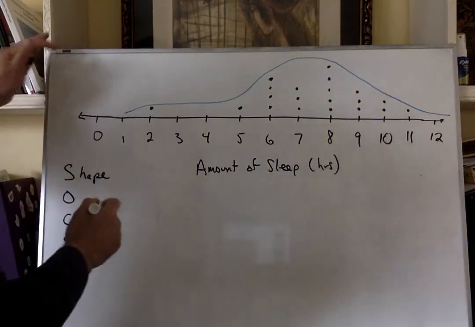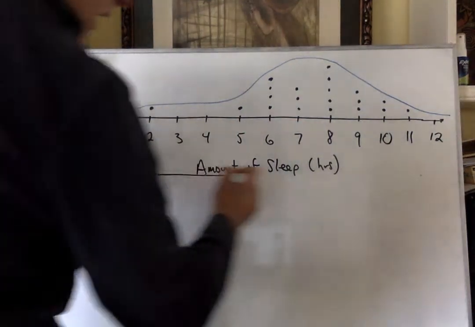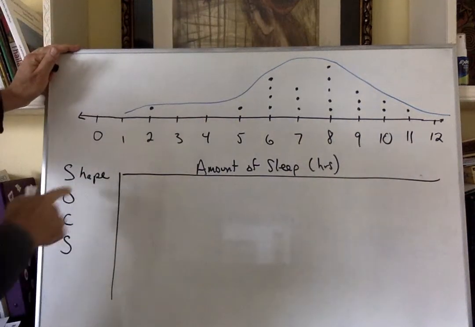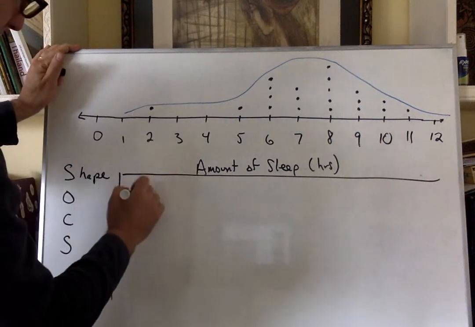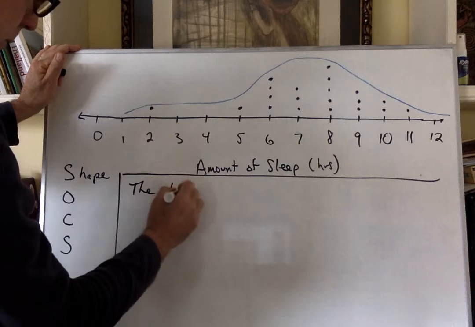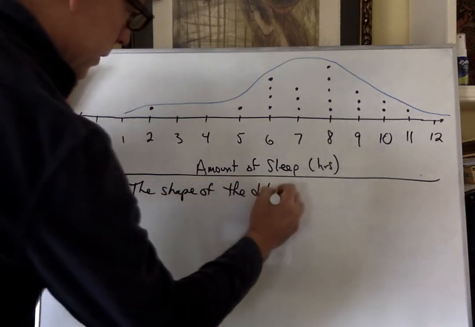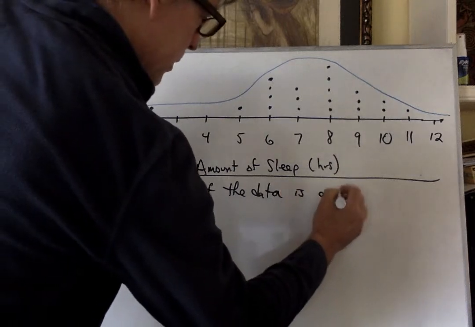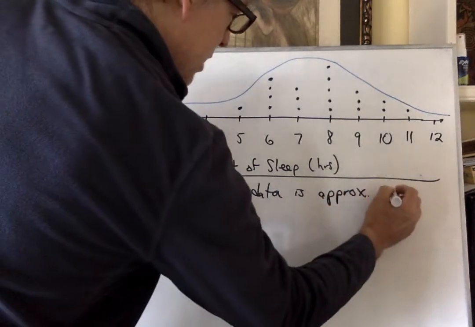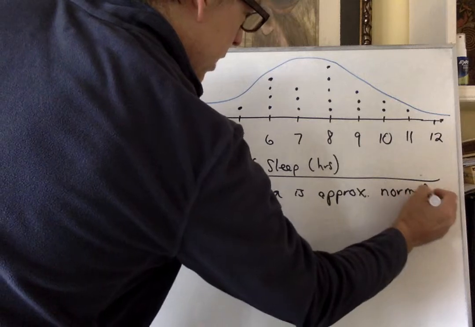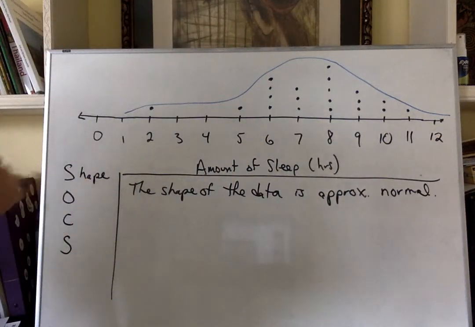So when I am describing this data, my first sentence is going to be about the shape. I'm just going to say the shape of the data is approximately, and I'm going to abbreviate there, approximately normal. Great. So that's the first letter.